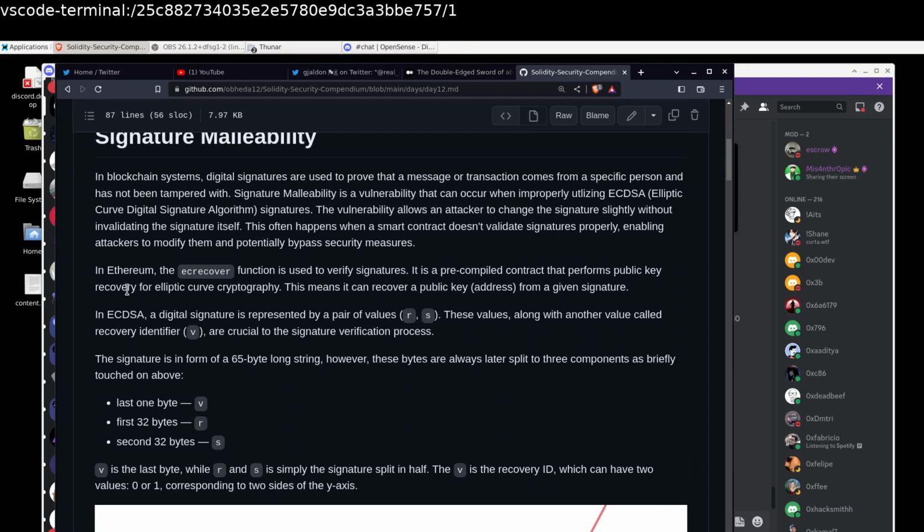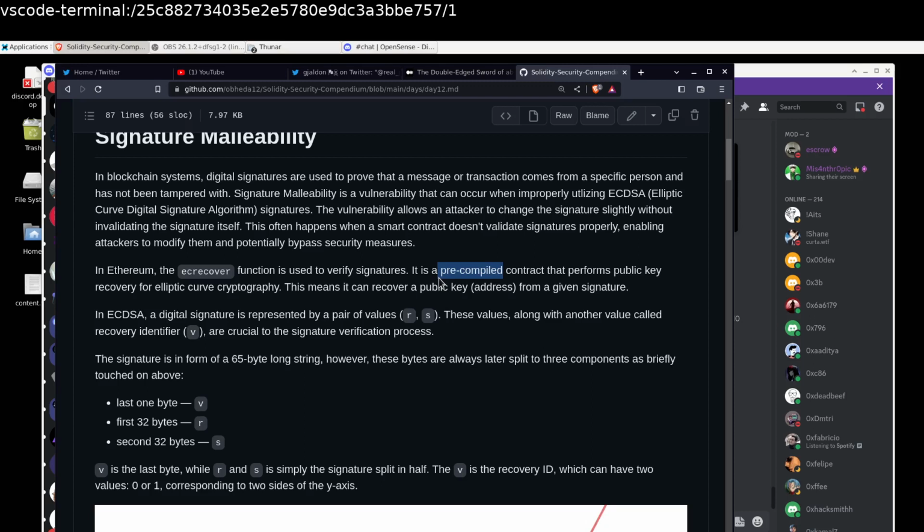In Ethereum, the ecrecover function is used to verify signatures. It is a precompiled contract. You guys know what a precompiled contract is? Everybody knows? Nope, not at all.